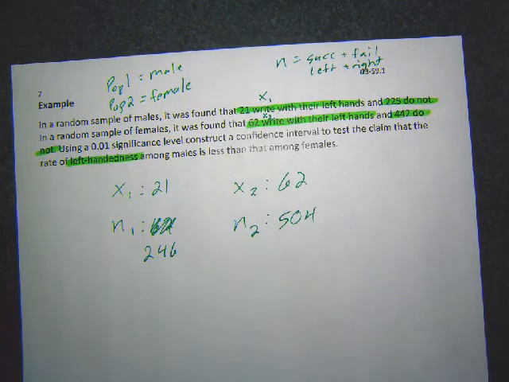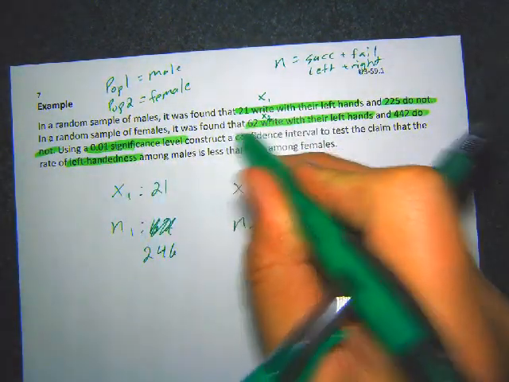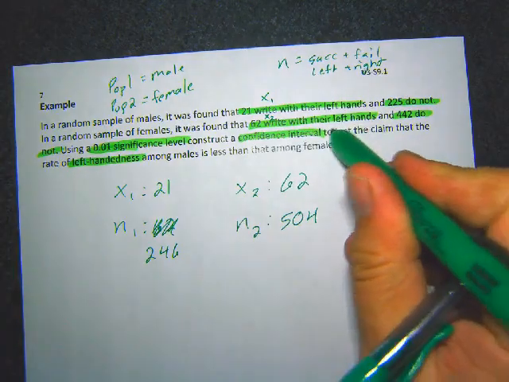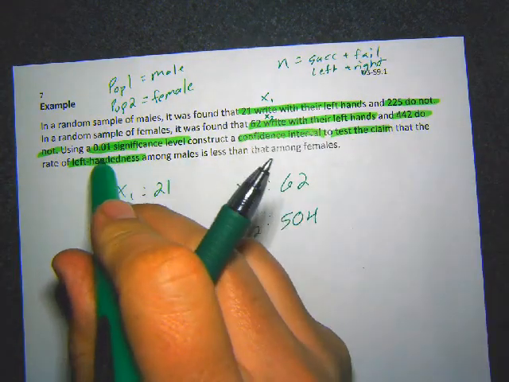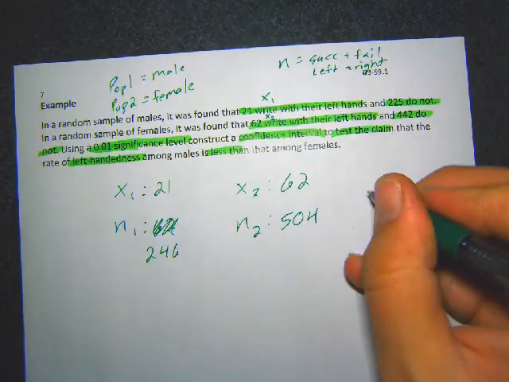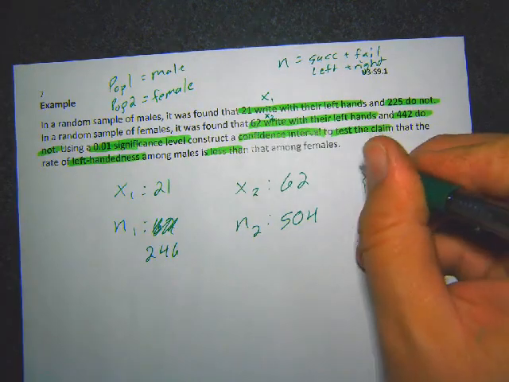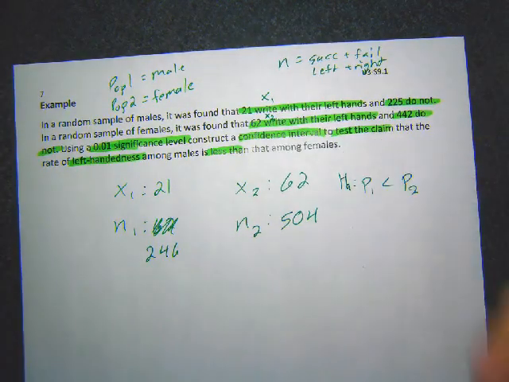So in this case, we're going to do a 0.01 significance level. We're going to construct a confidence interval, and we're going to test the claim that left-handedness is less among males than among females. So we're actually going to test p1 is less than p2. That's our alternative hypothesis for this one.